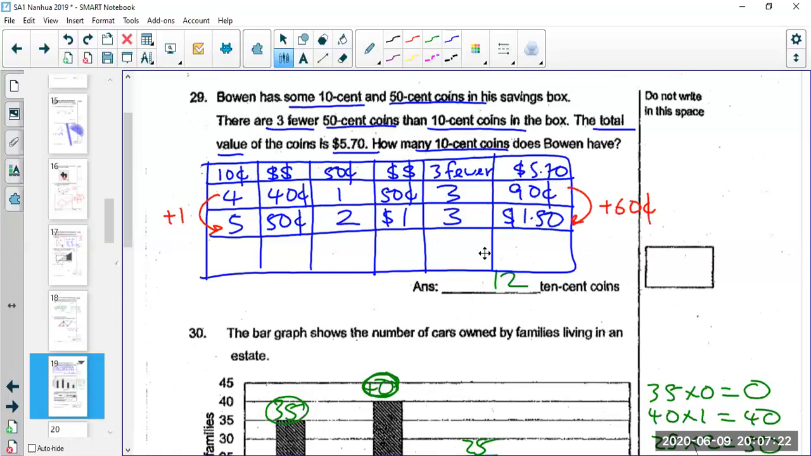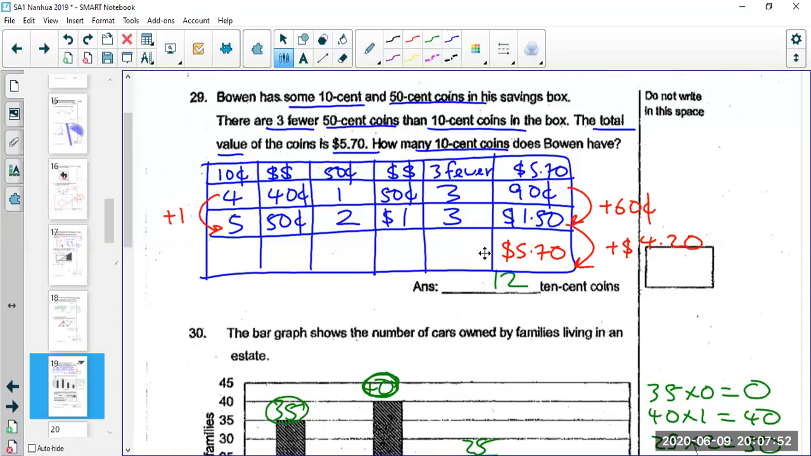So jump to the what? Jump to the actual money, the total money, which is $5.70. Okay, jump to the correct total money. So how much more must you increase? So you take $5.70 minus $1.50. So you have to increase another $4.20 more. Can you see that? You take $5.70, you minus $1.50, you will get $4.20 more.